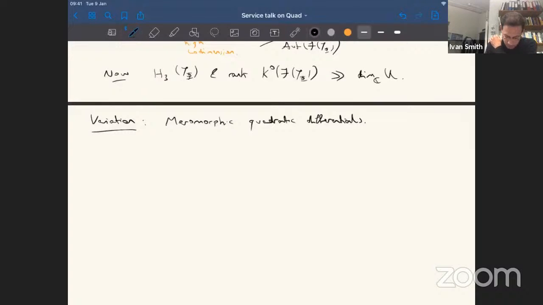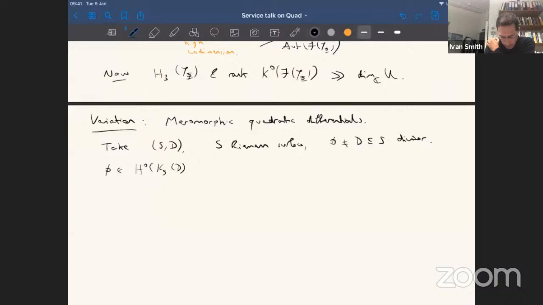Okay, so we'll now take a pair (S, D) where S is our Riemann surface and D is a non-empty divisor. And sometimes there'll be some further constraints on this, but let's just start with that. And we have a section φ of K_{S}(D) squared. Okay, and again, let's suppose for now that φ has distinct zeros and double poles at the points of D.